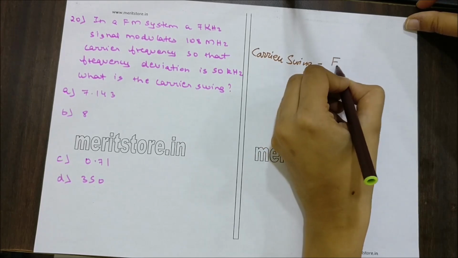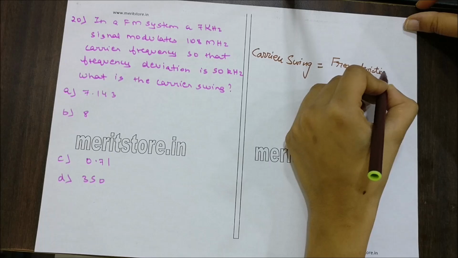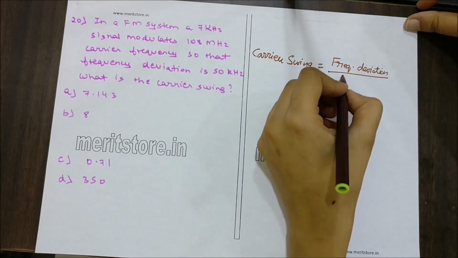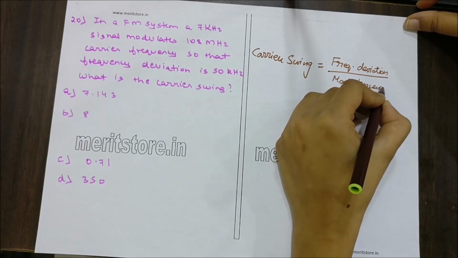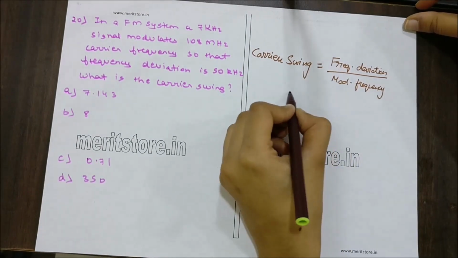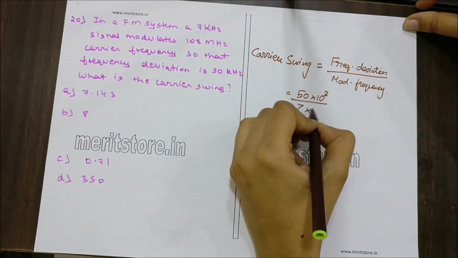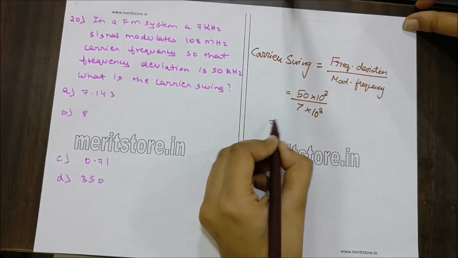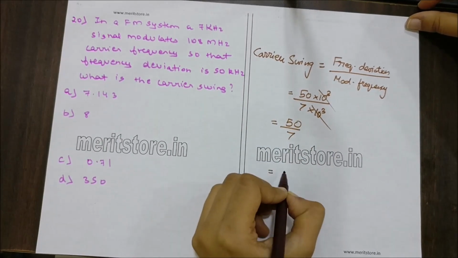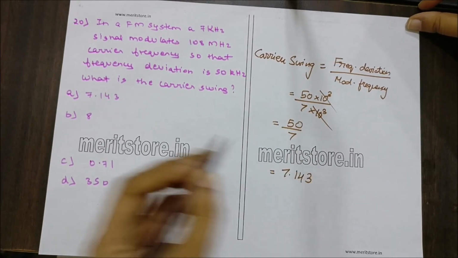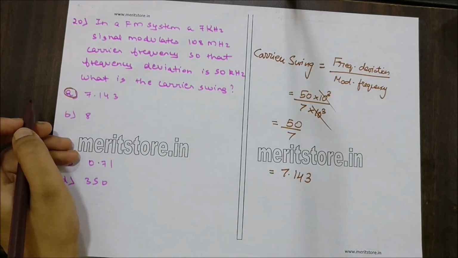The formula of carrier swing is frequency deviation upon the modulating frequency, which equals 50 into 10 raised to 3 upon 7 into 10 raised to 3. This cancels off, and it is 50 by 7. 50 by 7 is 7.143. Option A is 7.143. Option A is the correct answer.